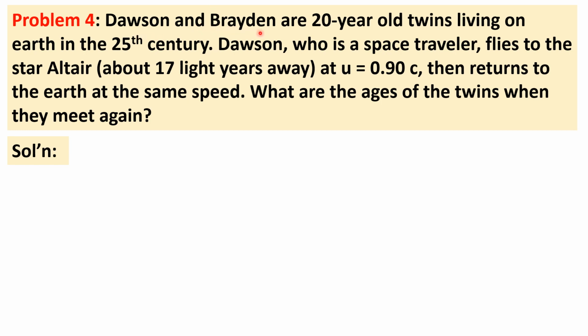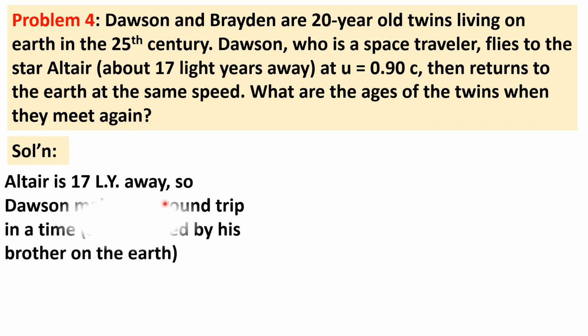Dawson and Brayden are 20-year-old twins living on Earth in the 25th century. Dawson, who is a space traveler, flies to the star Altair, about 17 light years away, at a velocity equal to 0.90 the speed of light, c. Then he returns to the Earth at the same speed. Question: what are the ages of the twins when they meet again?